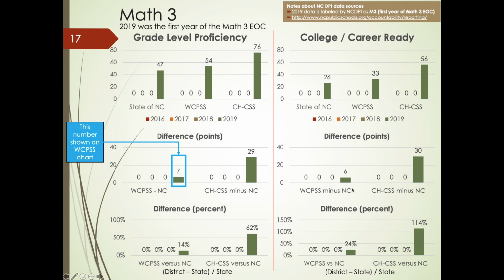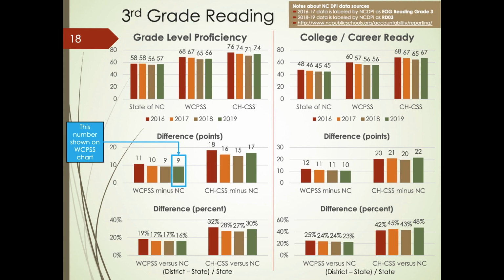Now let's move on to Math 3. I skipped Math 1, so I took my Math 1 chart out. We'll cover that ad nauseam at a later point; that'll actually be a separate video. This one skips on to Math 3. This is the first year we did a Math 3 EOC, and therefore you only see one year's worth of data on this chart. And again, that number matches the bar chart from Wake County.